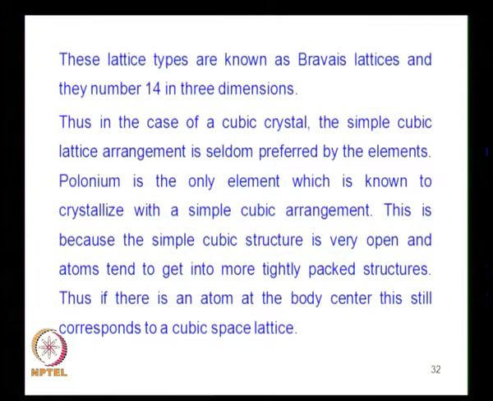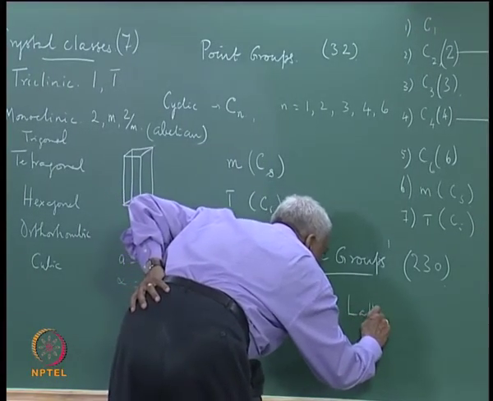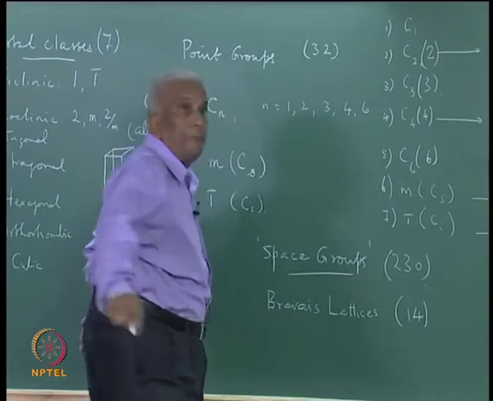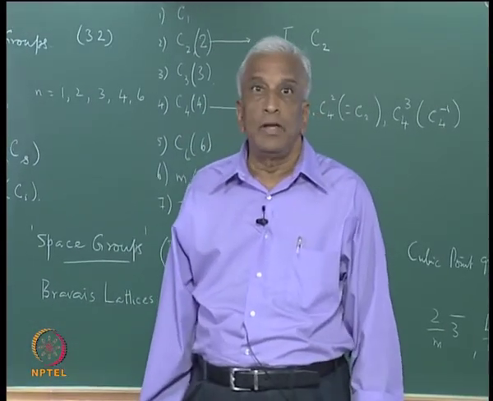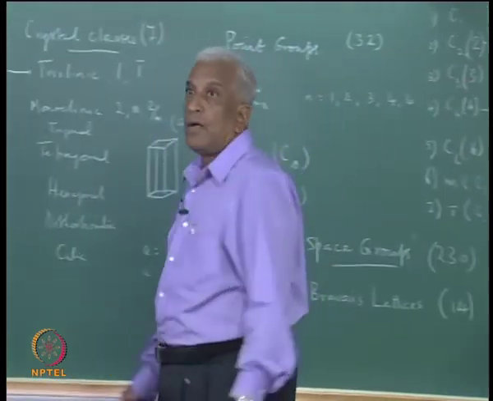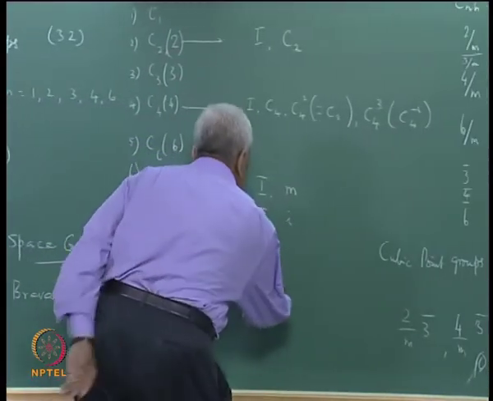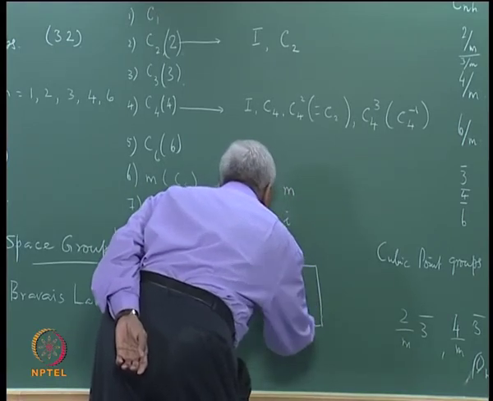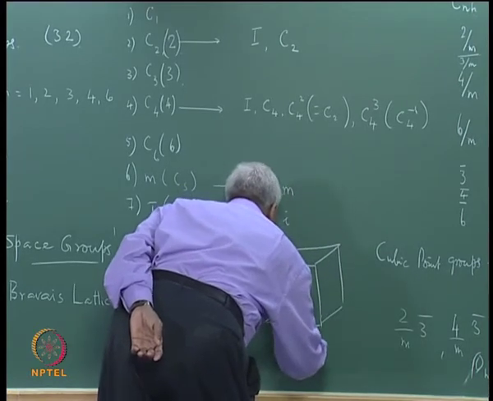These lattice types are known as Bravais lattices. They are 14 in number. For example, in a cubic crystal, you have the simple cube like what I showed here. A simple cube is just one in which there are atoms or molecules only at the vertices of a cube.